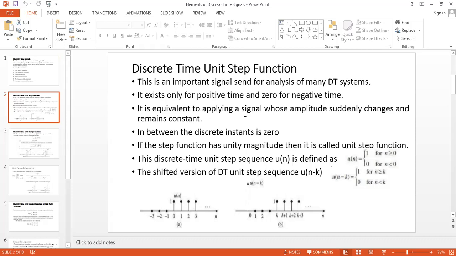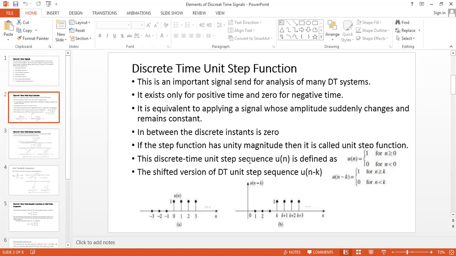It is equivalent to applying a signal whose amplitude suddenly changes and remains constant. It will be one for the entire set of time. In between the discrete instants, it is zero. If the step function has unity magnitude, that is, if the magnitude is equal to one, then it is called the unit step function. If the value is two, then it is not a unit step function. It is just called a step function.